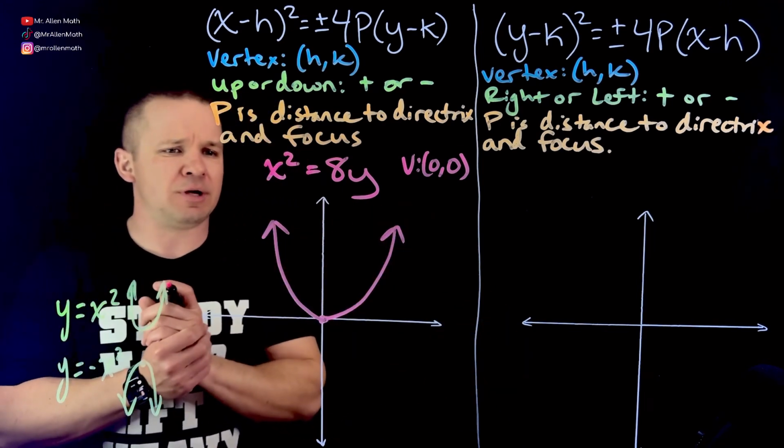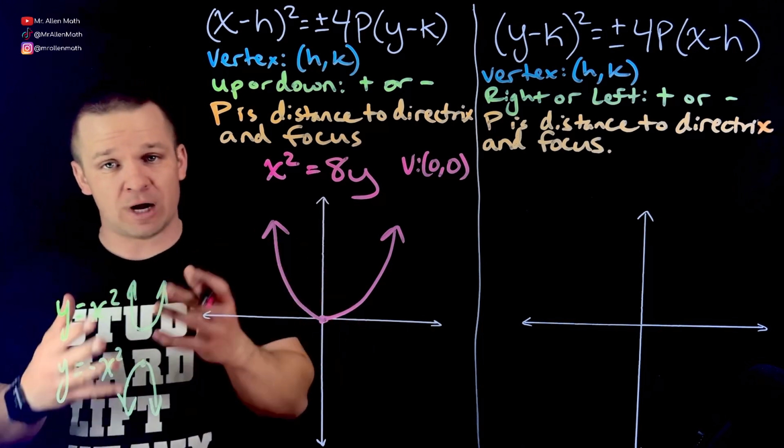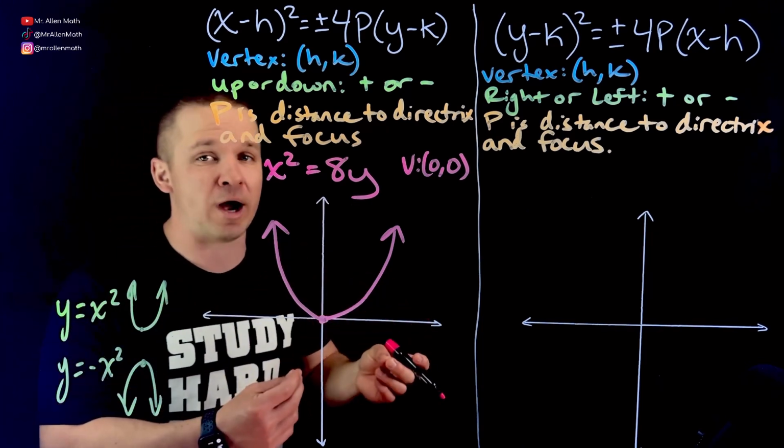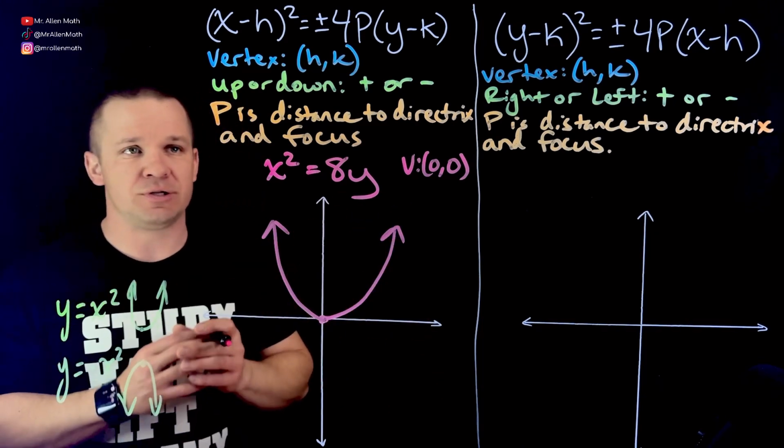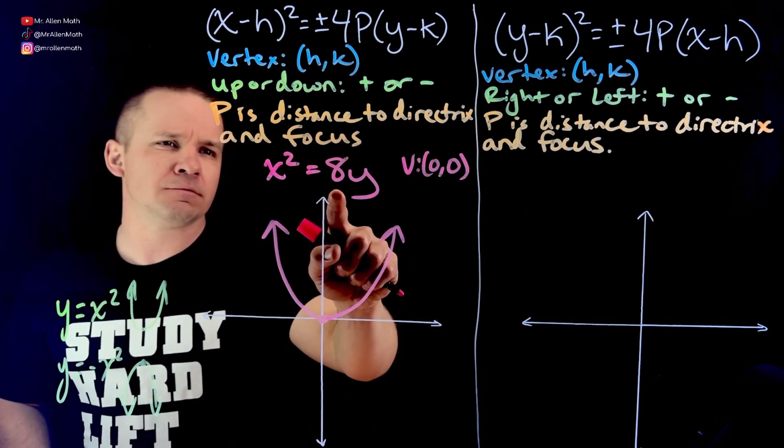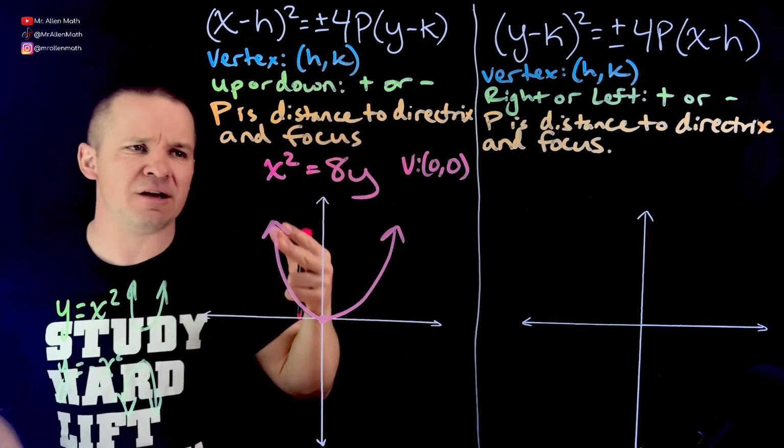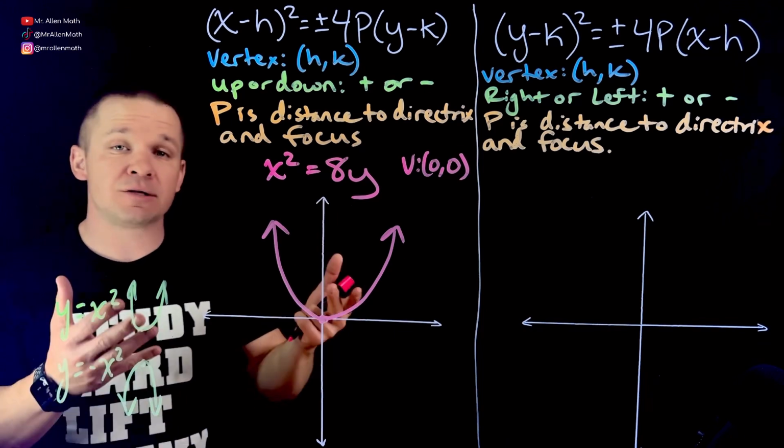So now what I need to do here is figure out where my focus is and where my directrix is, because those are two things that are required to be graphed when you're in your conic sections unit. So 8 here. This is for P. So what's my P value? Now, for this one, you might be able to tell it's 2.